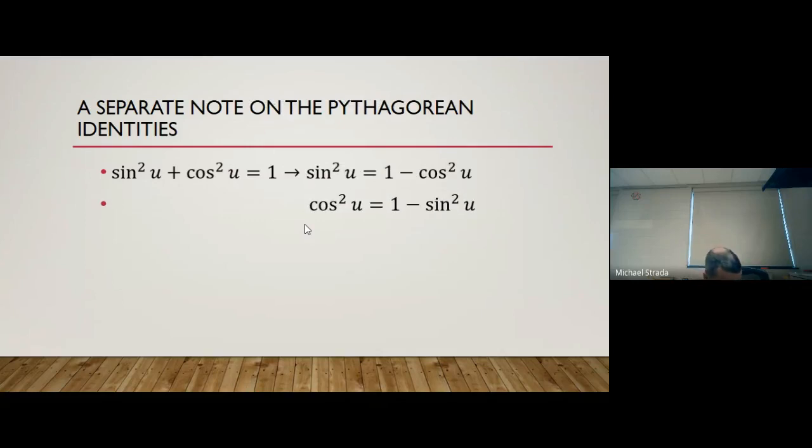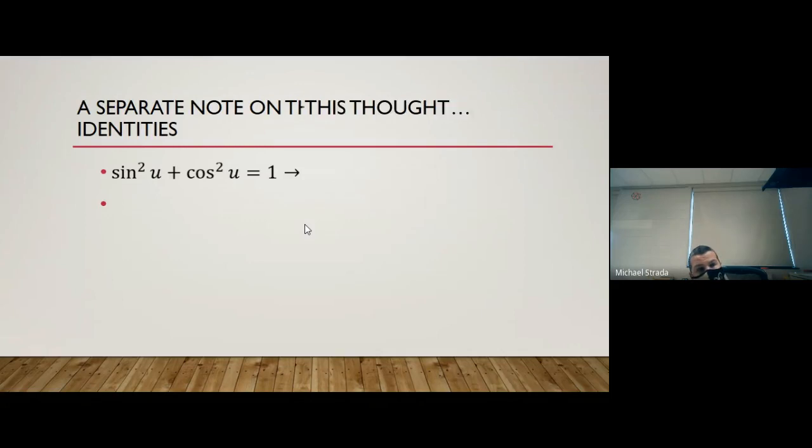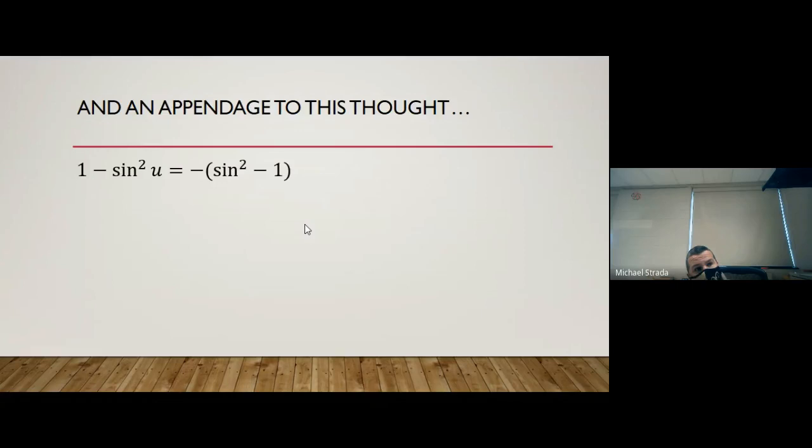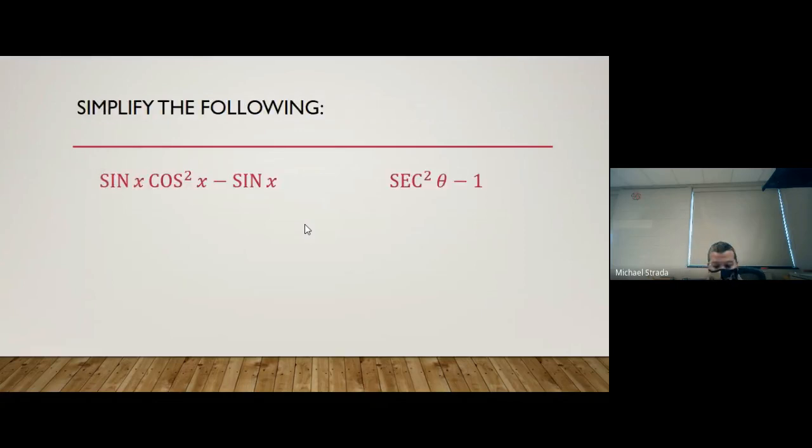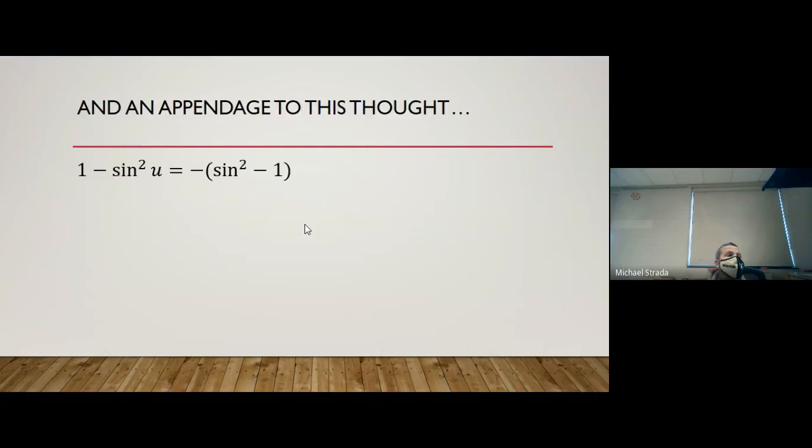Cosine squared u equals 1 minus sine squared u. And then the appendage is 1 minus sine squared equals negative sine squared minus 1. So there you go.